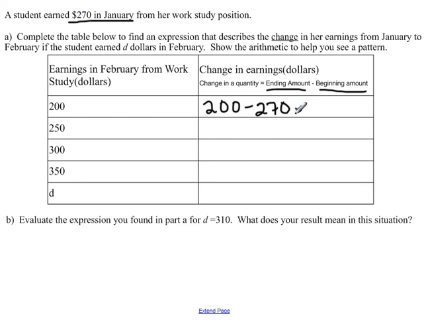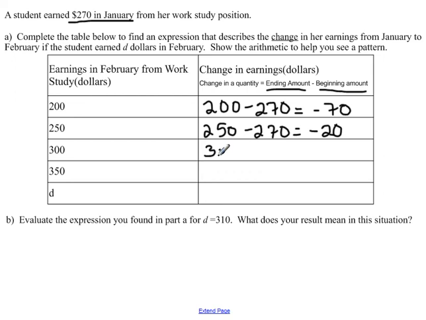So if we do 200 minus 270, we're going to come up with negative 70. So she lost $70 in her earnings. That would make sense, that my change would be negative. For the next one, 250 minus 270. Again, notice that her earnings went down. If we do that work, that's going to give us negative 20. So the change was negative 20. Her earnings decreased by $20.